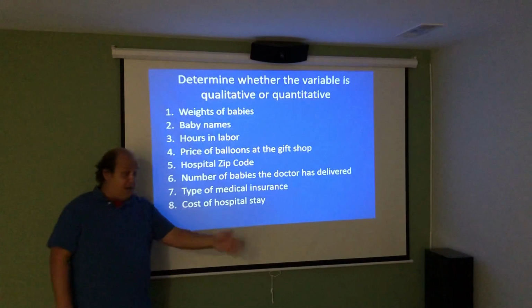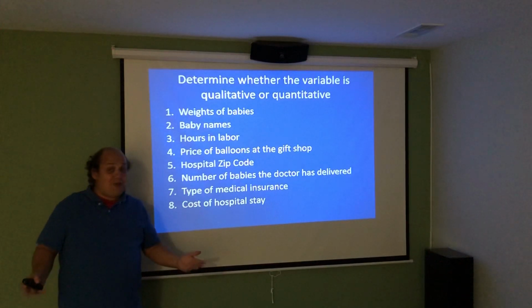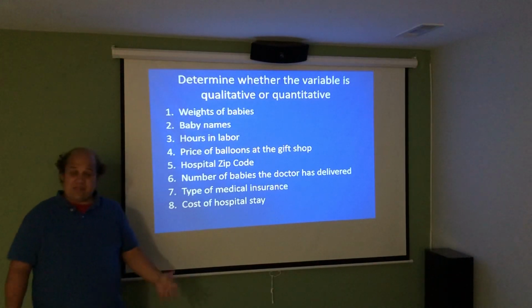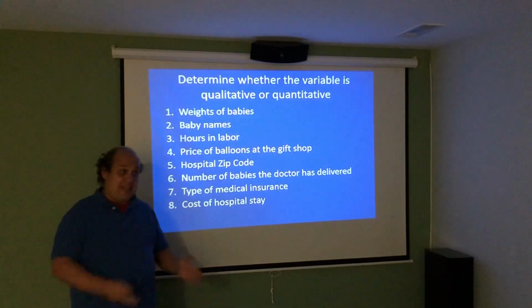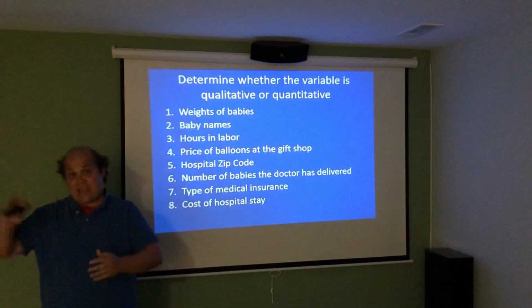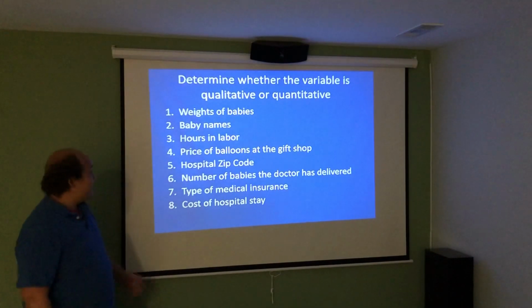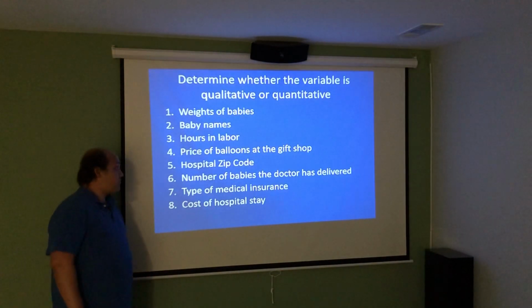Baby names, this baby's named John, that baby's named Jack. I guess you could put them in alphabetical order, but really that's not a numerical scale as much. This is just a case where I can say all these babies were named John, all these babies were named Jack, and put people into the names that they were given. For that reason, it's a qualitative variable.